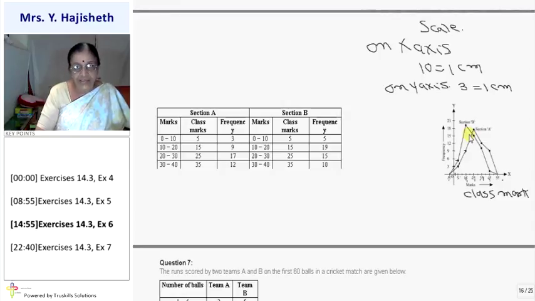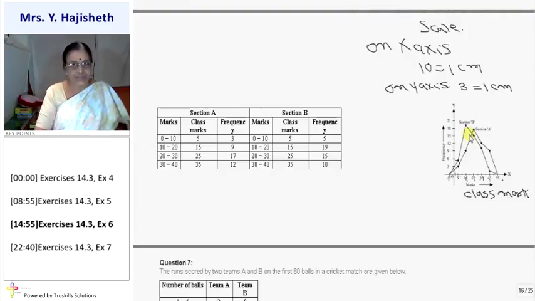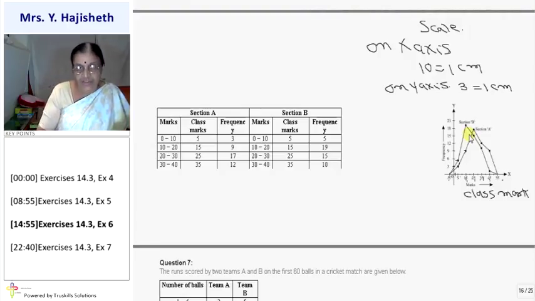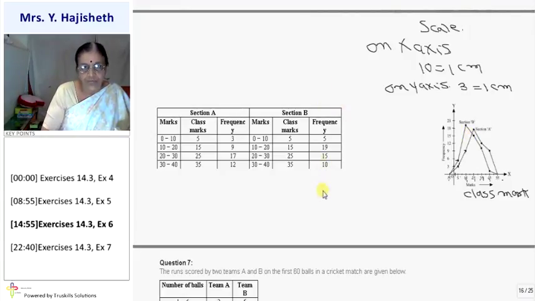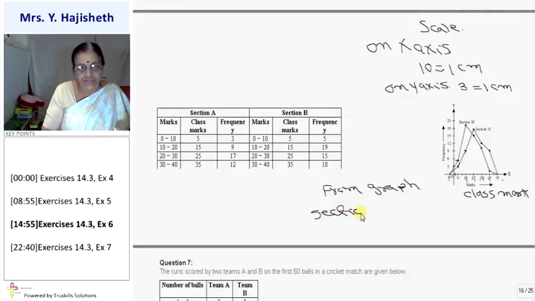In section A, the maximum students are getting marks from 20 to 30. In section B, the maximum number of students are getting marks from 10 to 20. So the result of section A is better than section B, from the graph. Section A is better than section B.